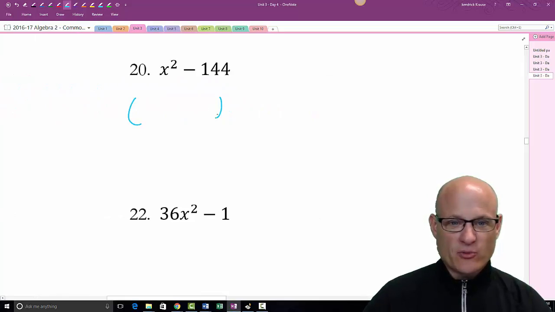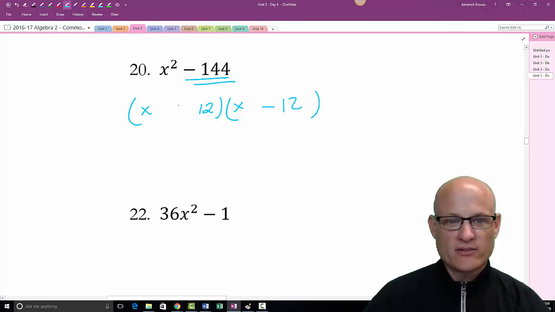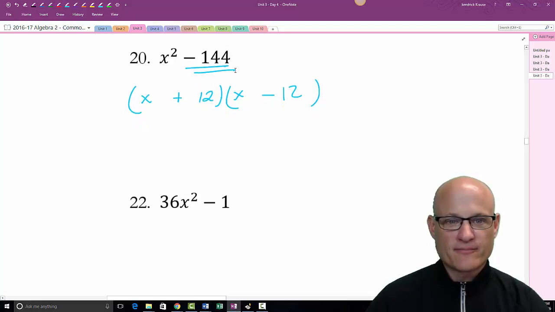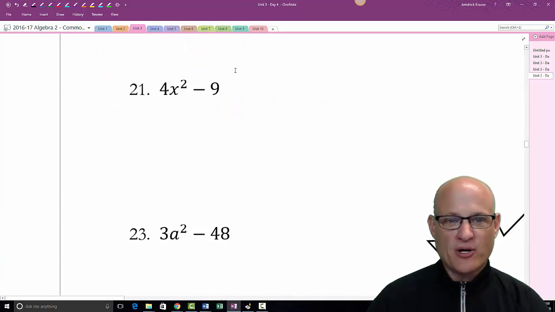X squared is a perfect square. It's just x times x. That's a perfect square. 144 is a perfect square. 12, negative 12. One's positive, one's negative. If I'm moving too fast, pause it, go back, stop.